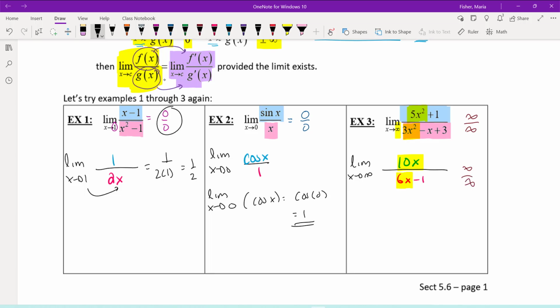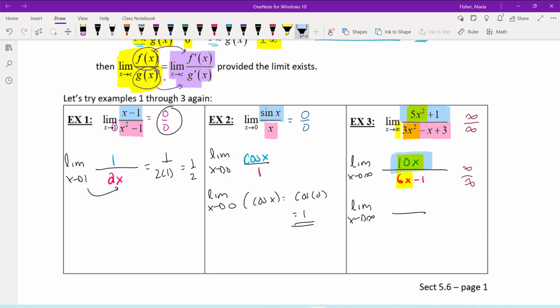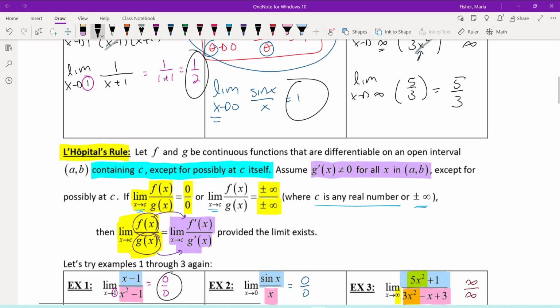We can use L'Hopital's rule again. So we take the limit as x goes to infinity of the derivative of the numerator. The derivative of 10x is just 10. The derivative of the denominator, 6x minus 1, is just 6. Then we take the limit again, and the limit as x goes to infinity of that constant 10 over 6 is 10 over 6, and that reduces to 5/3. Again, notice that's exactly what we got using the methods we learned in Calculus 1.